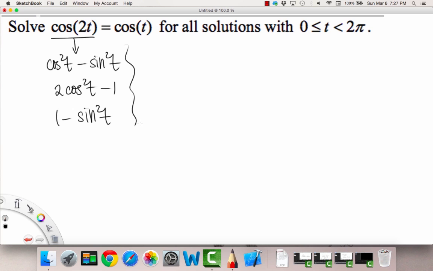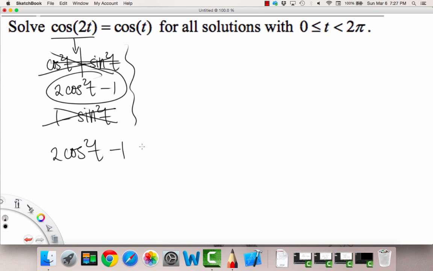On the right-hand side we have a cosine t, which doesn't relate to sine t at all, so we're not going to use that. We're not even going to introduce another kind of trig function, and the same goes for this one here. So let's choose this one. Let's replace the left-hand side with 2 cosine squared t minus 1, and on the right-hand side we'll have this cosine t.